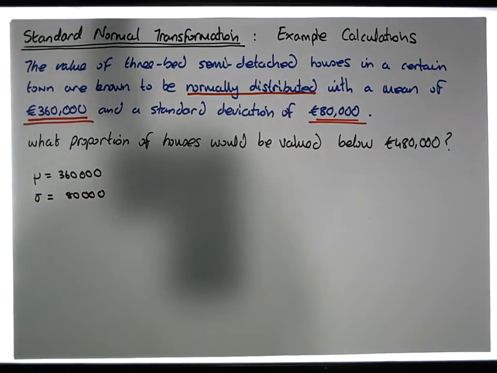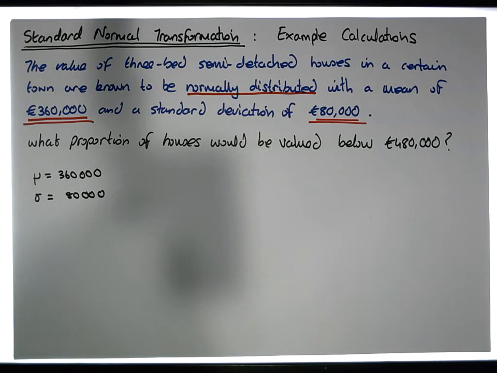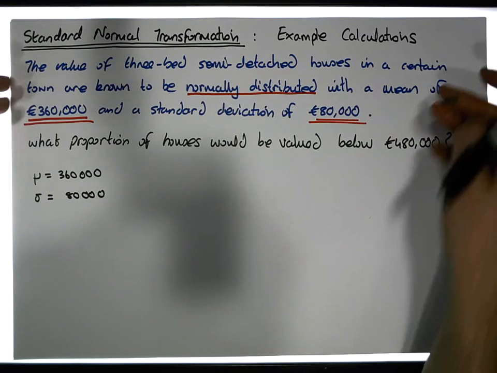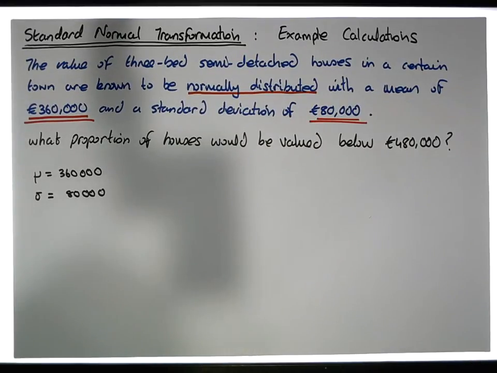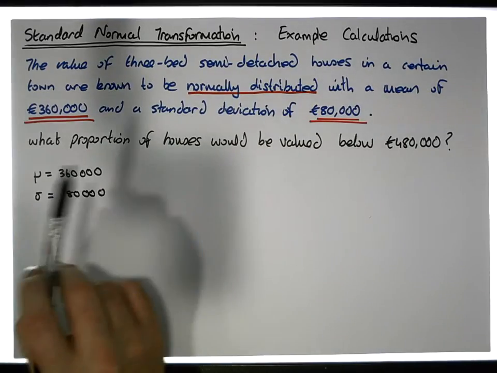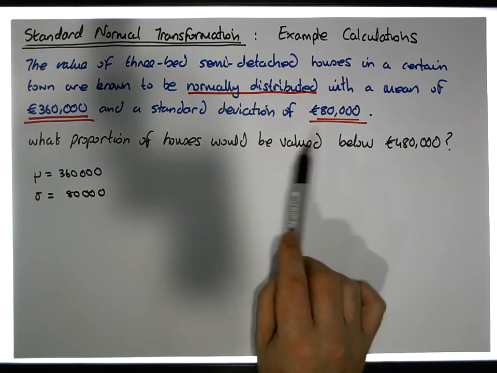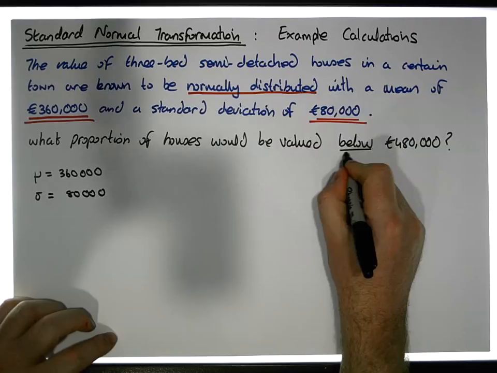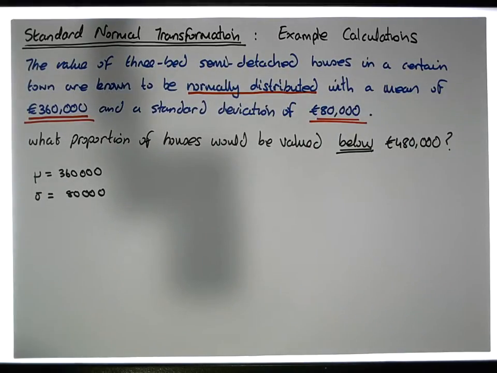Once we've identified the population mean and population standard deviation, which is typically presented in the scenario of the question, we can continue on and answer the question itself. The question is: what proportion of houses would be valued above 480? Sorry, below is the key piece of information here. Below 480,000 euros. Let's try to figure this out.